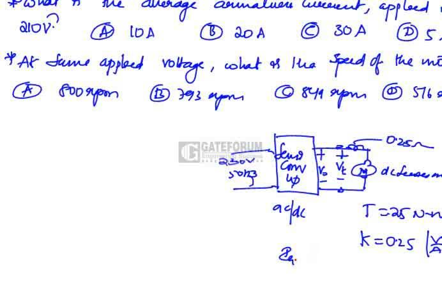What we have to find? We have to find the average armature current for a terminal voltage of 210 volts. At the same applied voltage, what is the speed of the motor? Now let us see the first question here.